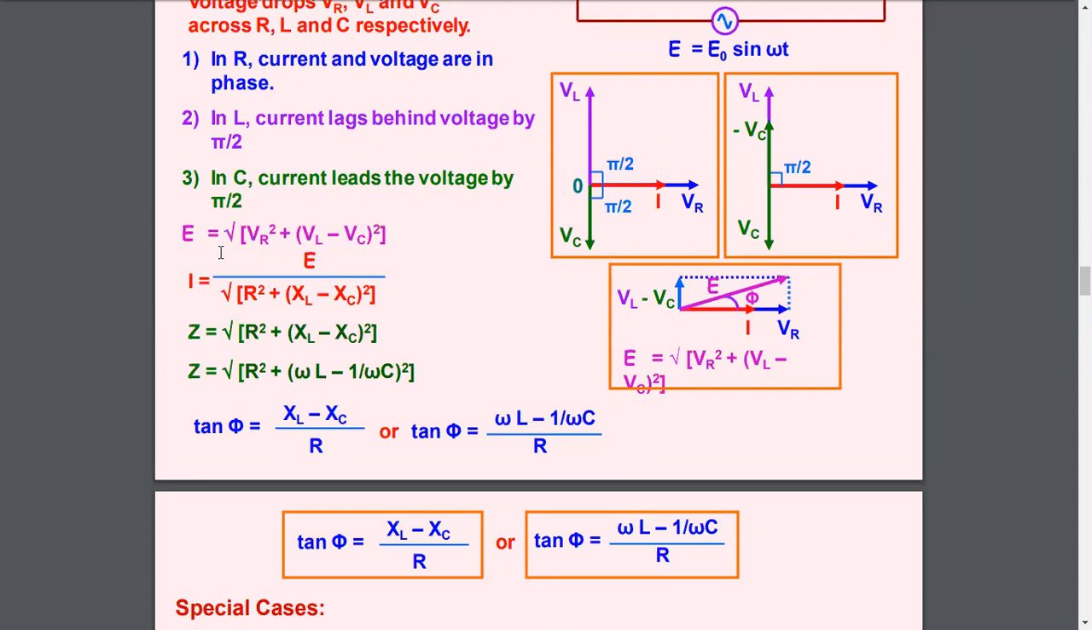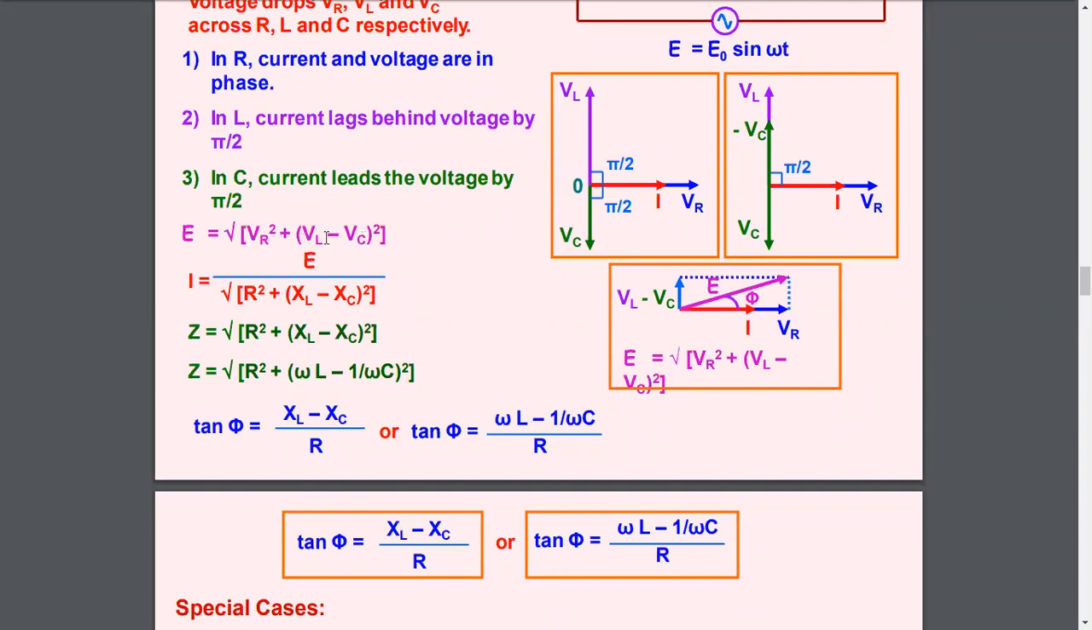Now applying Ohm's law here, we will denote E equal to I into Z. Here Z is the effective resistance offered by the LCR circuit and is called impedance. So E equal to I into Z, because I equal to E upon Z, where E is voltage and Z is effective resistance. Therefore, E equal to I into Z. So if you place I into Z here, VR is replaced by I into R, VL is replaced by I into XL, and VC is replaced by I into XC, where XL is the inductive reactance and XC is the capacitive reactance.